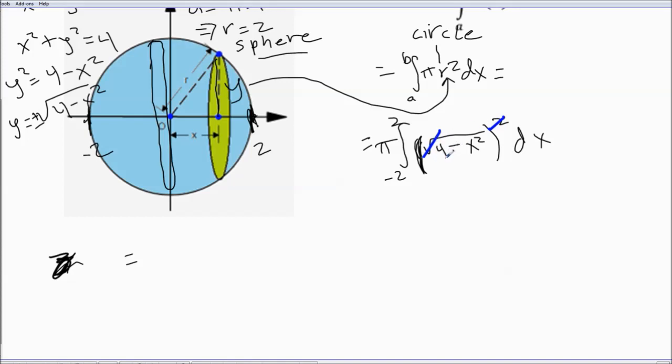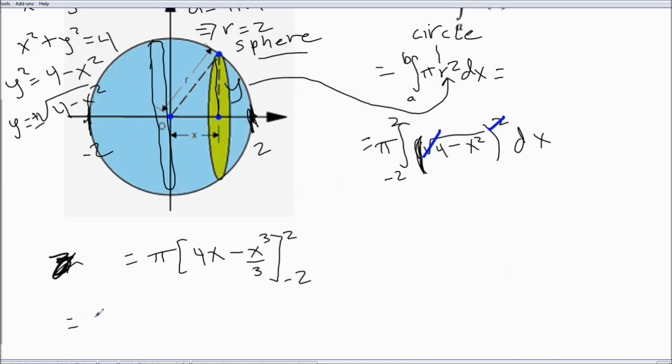Do we need a u sub? Nope. We know how to integrate 4, and we know how to integrate x squared, so let's do it. So what I get is I still have pi. My integrand is gone, because I'm integrating in this step, and I get 4x minus x cubed over 3. Don't forget your bounds. 2, negative 2. And now we plug them in, and we're going to be done.